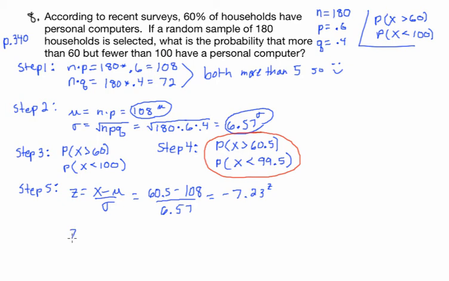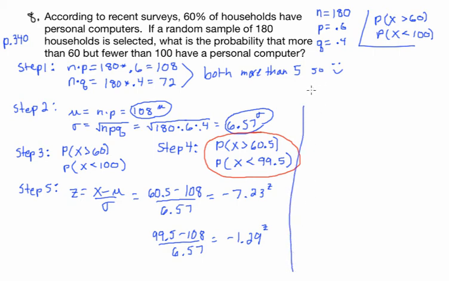Okay, so let's do my next one though. I'm going to use 99.5 for my x this time. The same mu and standard deviation from step 2. Okay, so these are z-scores. So I start with my x values. I turn them into z-scores.